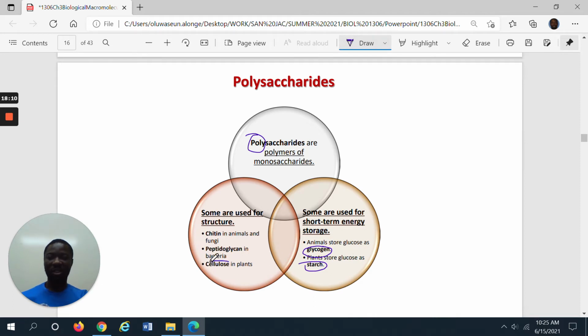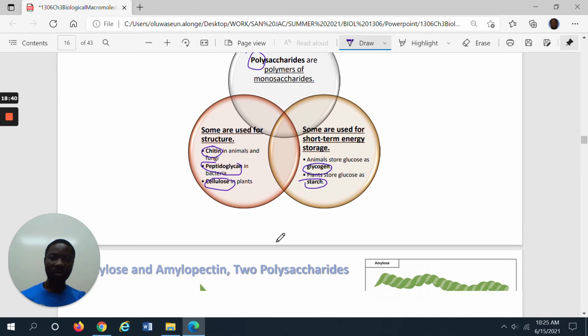In plants, it is cellulose. In bacteria, it is peptidoglycan. And in animals and fungi, it is chitin. So those are these structures in some animals and plants. Then they are associated with energy storage in animals as glycogen and in plants as starch. So all these are examples of polysaccharides.